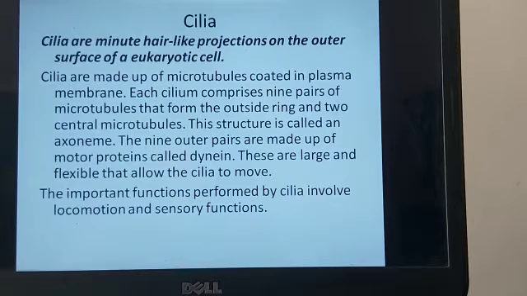Now let us see cilia and flagella. Cilia are minute hair-like projections on the outer surface of the eukaryotic cell. I'll show you the diagrams of cilia and flagella slightly later. Just hold on and try to understand.